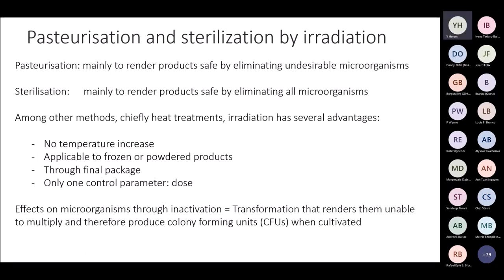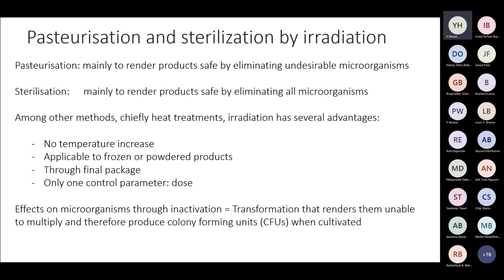So, of course, we all know pasteurized milk or sterilized milk, and this is the reference method. So radiation is another way to pasteurize or sterilize. And it's interesting, because there will be no temperature increase as opposed to heat. It can be used for frozen products. You can pasteurize a frozen product, which is not possible with heat pasteurization, or you can pasteurize products that have the form of a powder, where heating is very difficult to apply. Like other sterilization or pasteurization methods, it can be done through the final package. And the beauty of irradiation is that you have only one control parameter, which is dose.